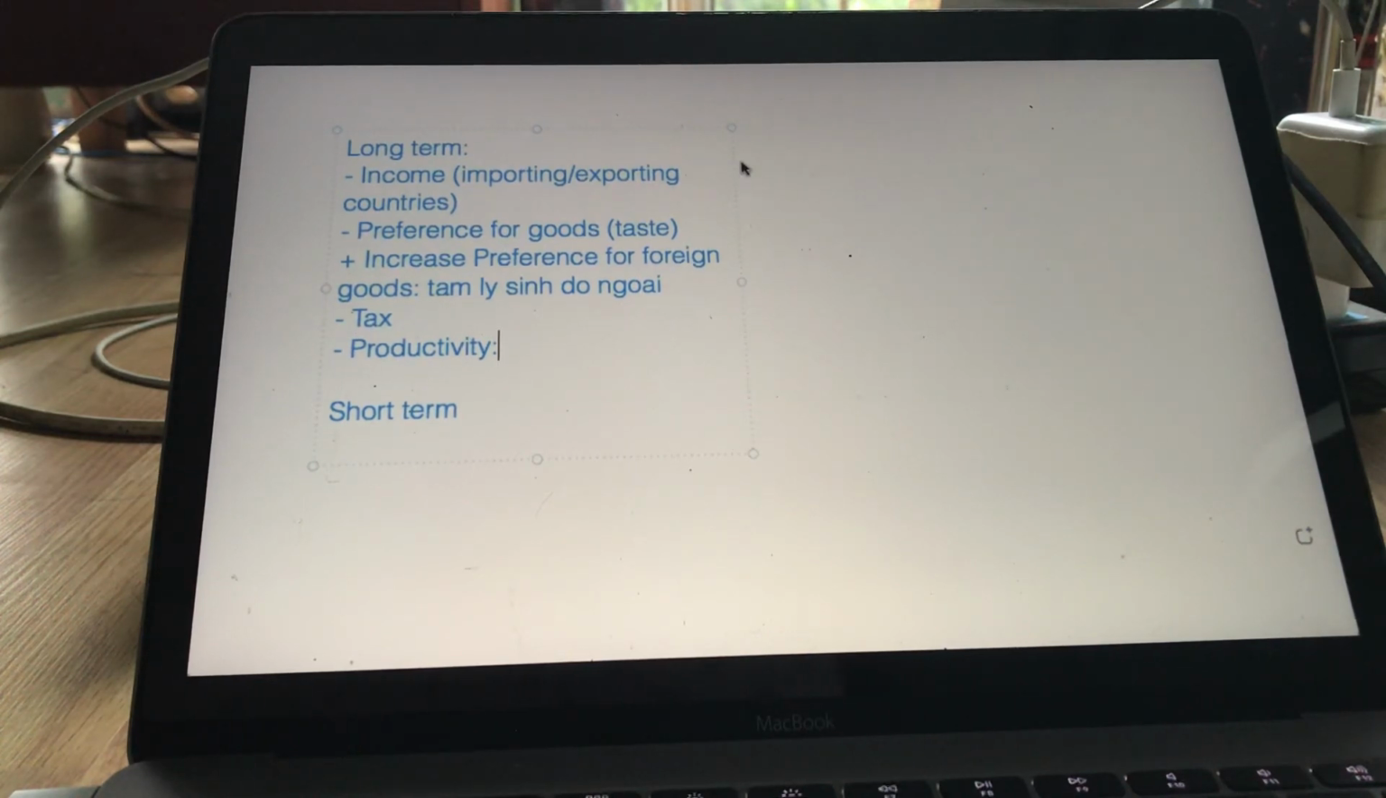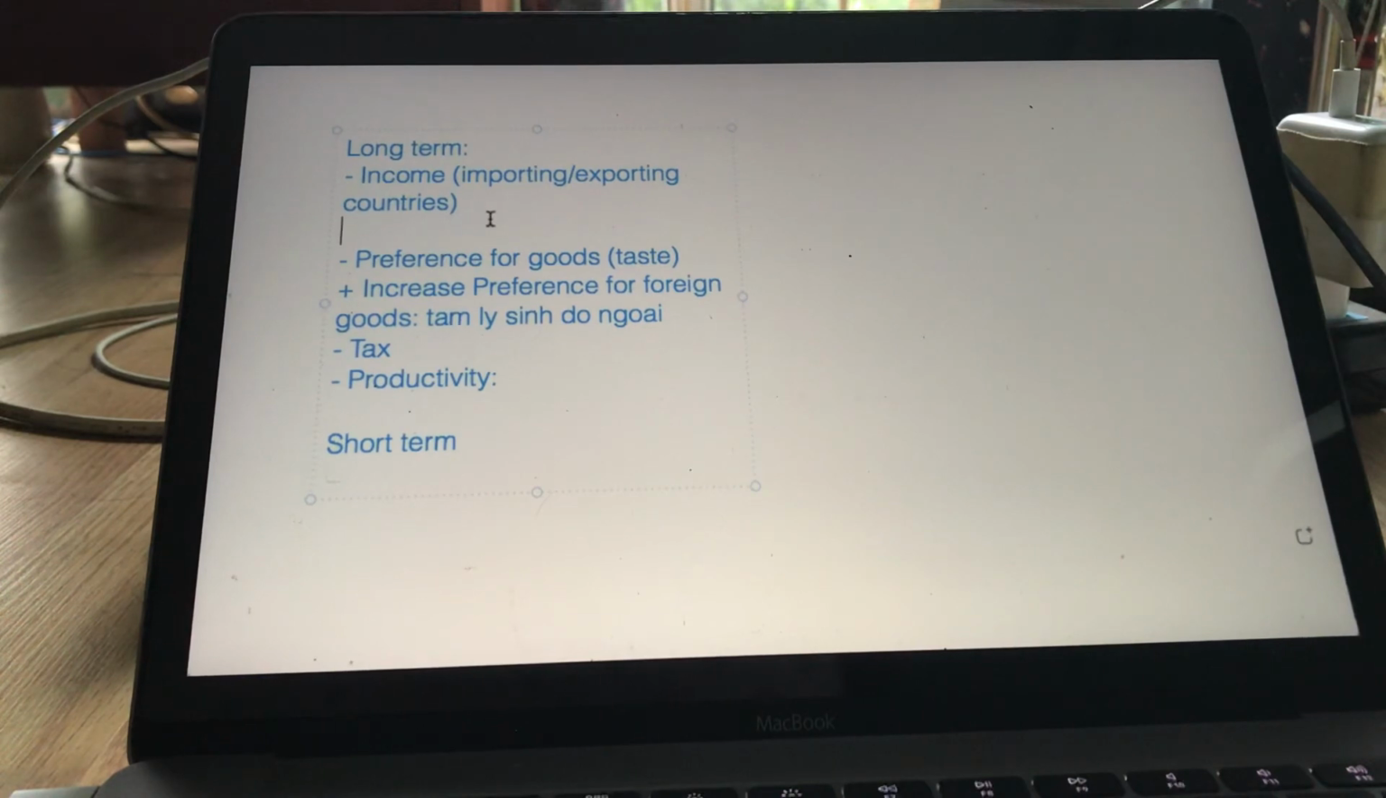And the idea here is that when you make the analysis, we go to the way that when there's an increase in the income, whether it affects the supply or the demand of the foreign currency.